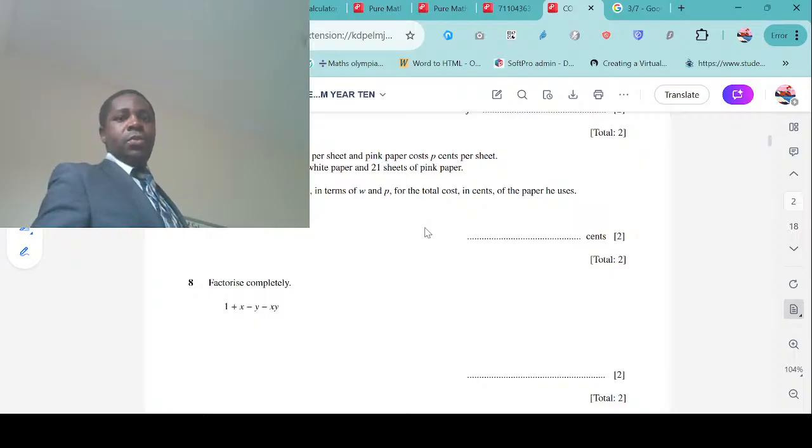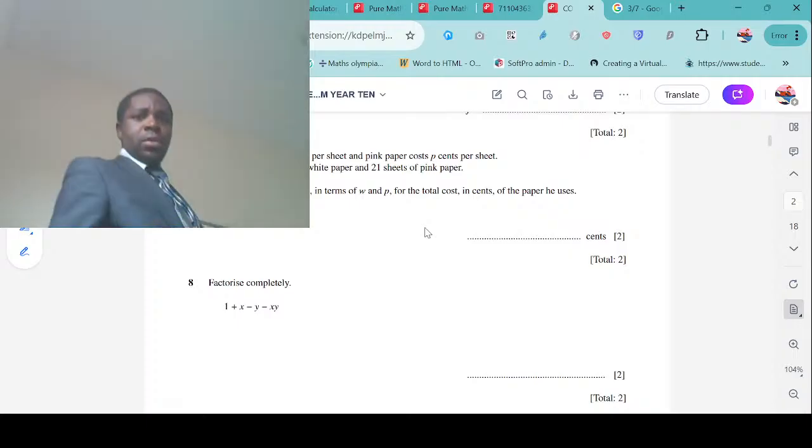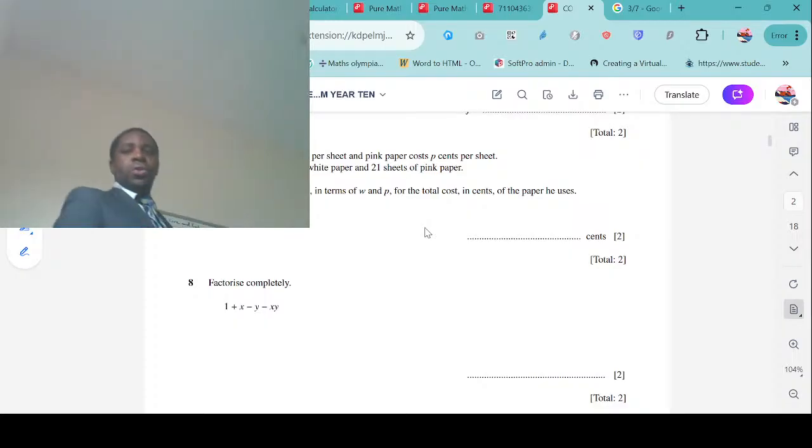Now, Mingwell used 56 sheets of white paper and 21 sheets of ink paper. So now the question says, write down an expression in terms of W and P for the total cost in cents of the paper used.